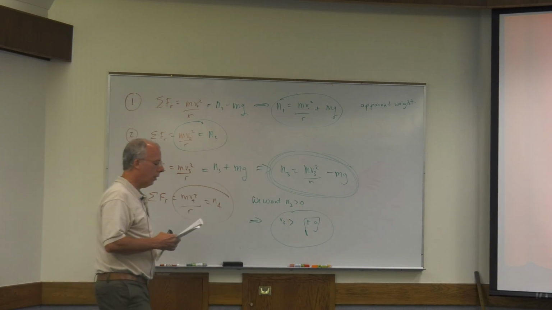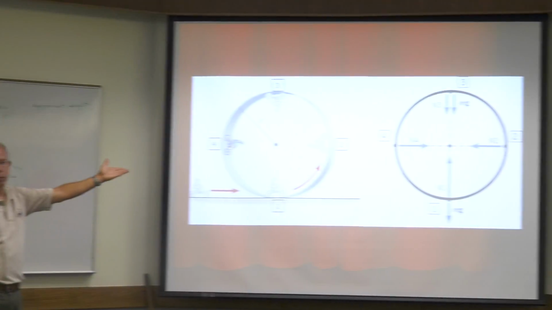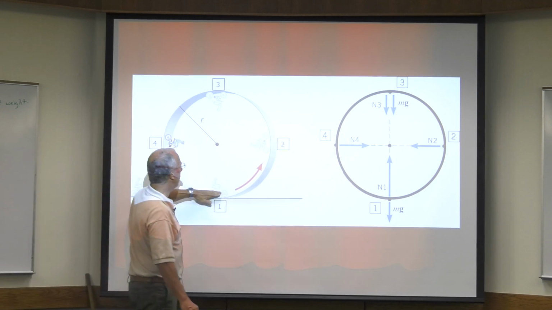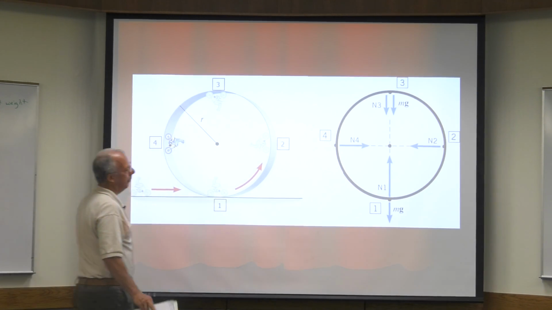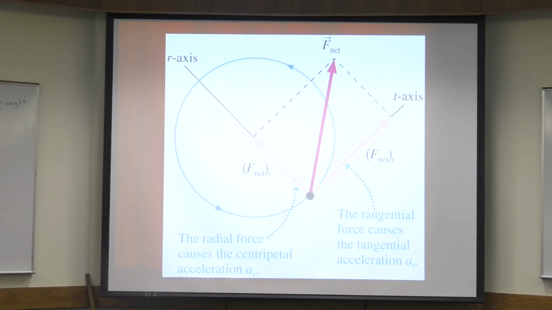Okay, let's review. Look, this is an example of non-uniform circular motion, right? I mean, the speed is certainly not the same. He's going fast here, he slows down here, you know? But anyway, this is non-uniform circular motion. So let's review non-uniform circular motion.